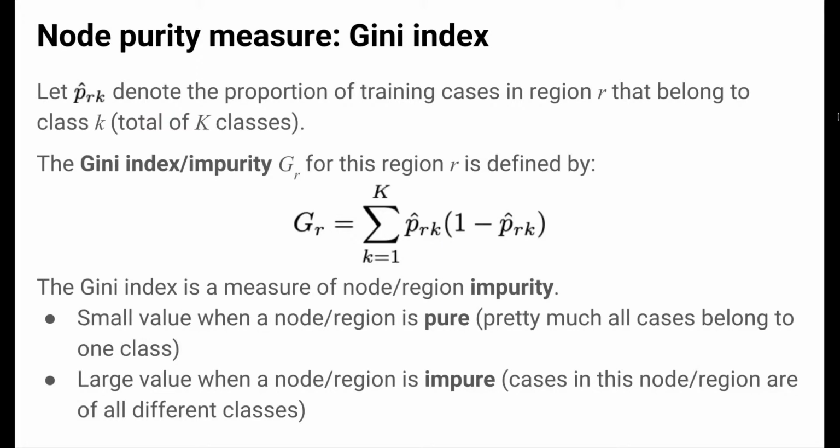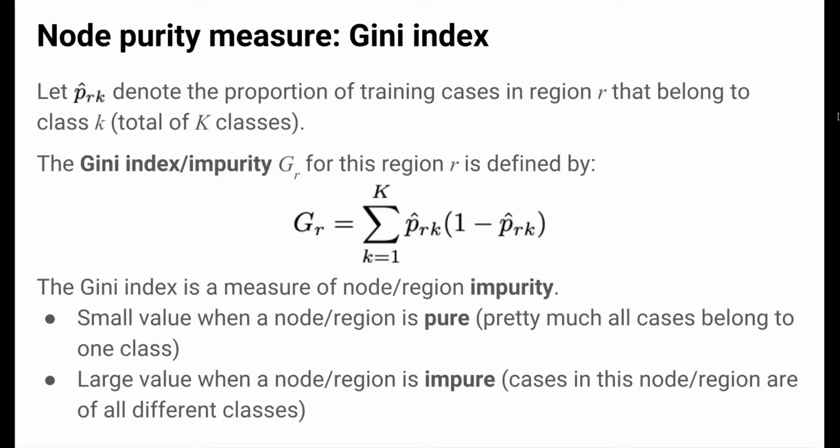Before we get to how decision trees make their splits, we need to formalize the idea of node purity. We'll use a measure called the Gini Index for measuring node purity. Let p hat rk denote the proportion of training cases in region R that belong to class K, and let there also be a total of big K classes. The Gini Index, or Gini impurity measure, is defined as this summation. We sum over all classes these values of proportion times 1 minus proportion.